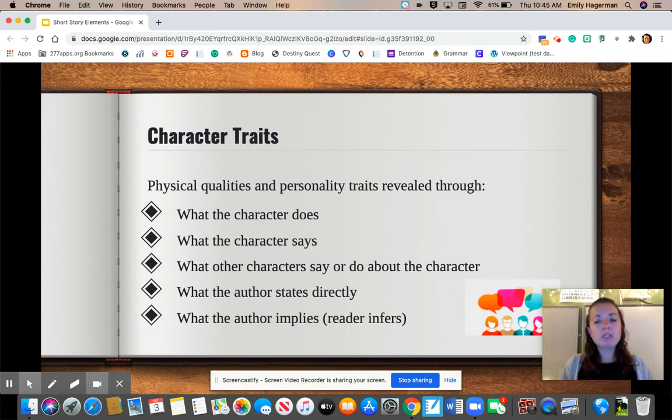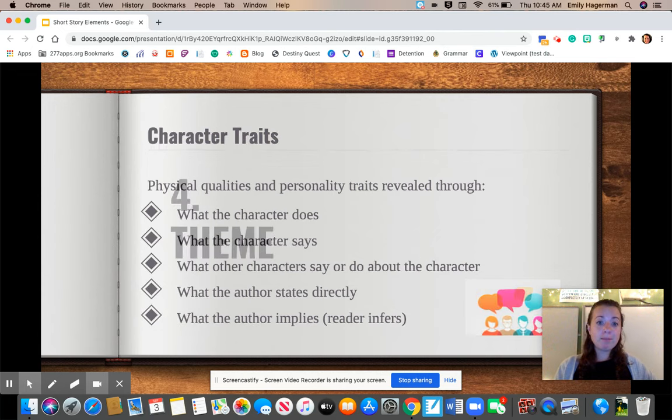And sometimes it's what's being implied. So again, it's what you're inferring. And usually, again, that's all those things. What is the character doing, saying? What are other people saying about the character? All of those things can help you figure out, okay, here are some clues to what this person is like.